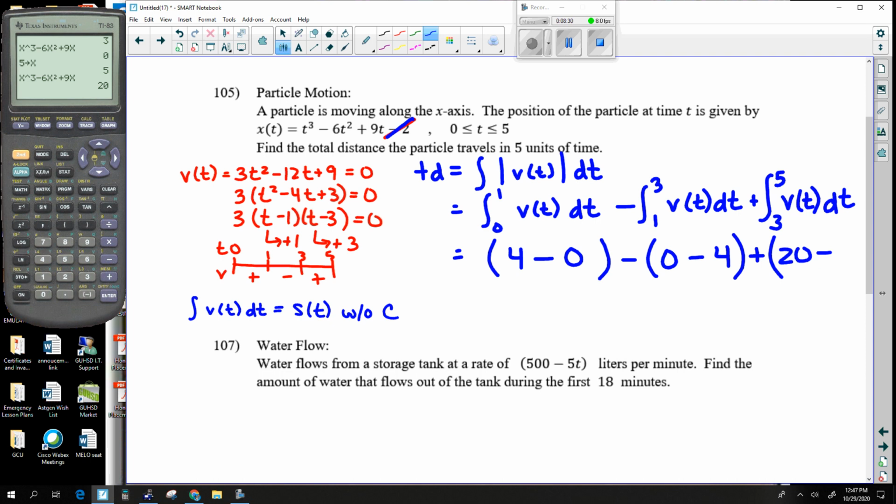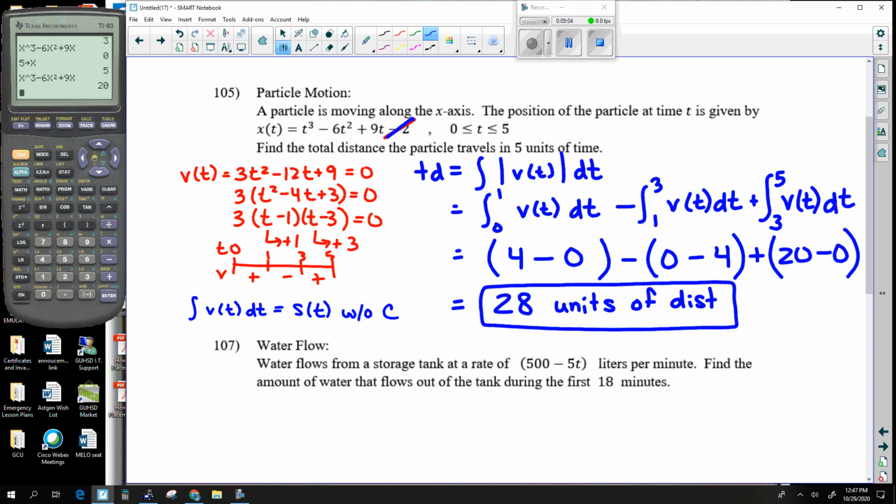3 was 4? Yeah. No, 3 was 0. So this is 4 plus 4 plus 20. The total distance moved was 28 units of distance or something. I don't think they gave you a unit like a foot or a meter.